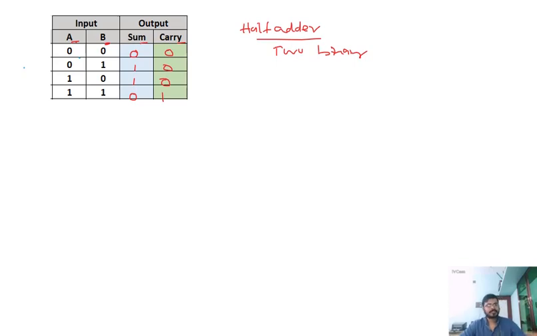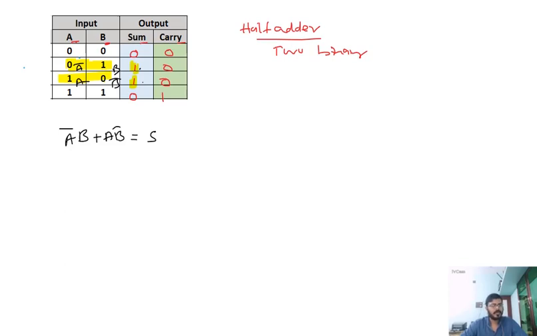Now, if you consider the fundamental product corresponding to the high output, here you have two high outputs for the sum. These are the high output cases. Then the fundamental product of these input combinations will be A complement B, plus A B complement. This represents the high output for sum. So this is the expression for sum of a half adder.